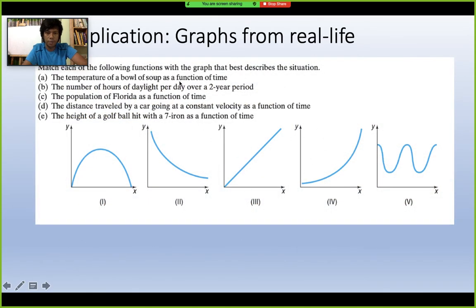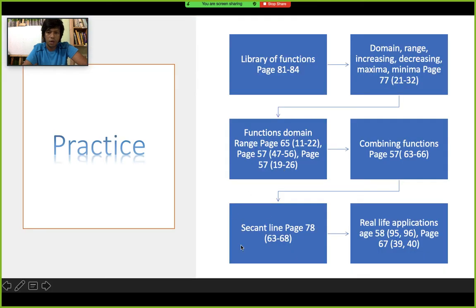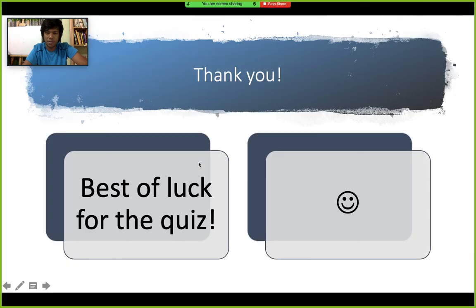Then we have matching of the graphs with the given real life situation. So a couple of situations are given, like the temperature of a ball. Actually this math is from our book. It is number 40, I guess. Yeah, number 40. So give a try to match with the given information here, like which information is matching with which graph, that kind of thing. And for more practice, these are the relevant maths. So these are for more practice as usual.